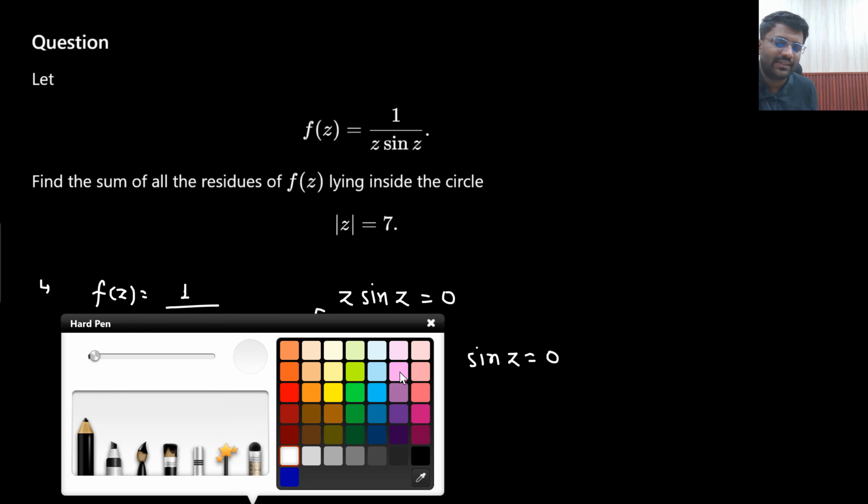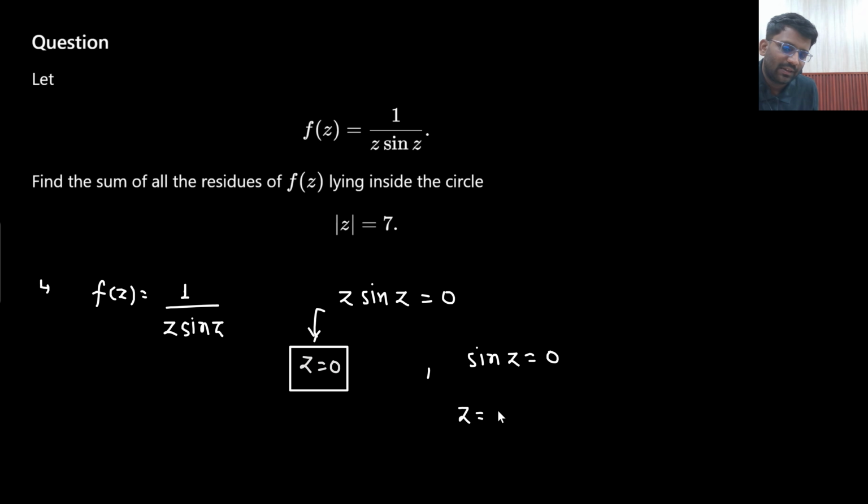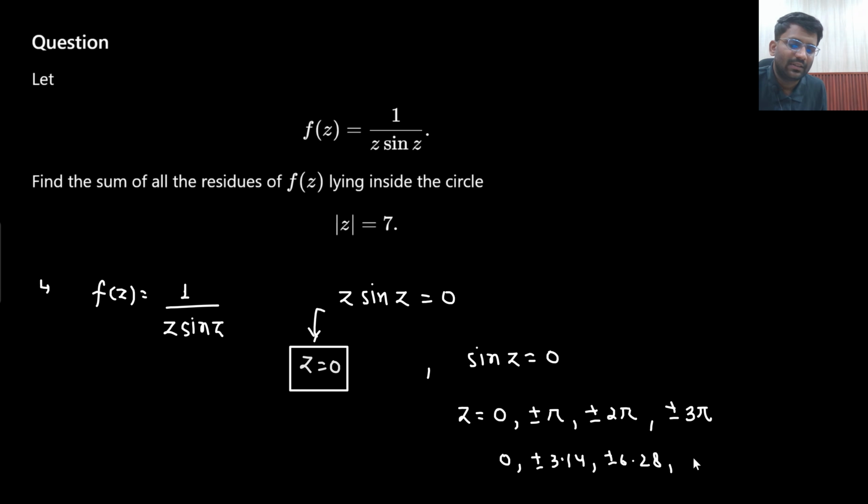And sin z equals to 0. What does that mean? That means z equals to 0, plus minus pi, plus minus 2 pi. And plus minus 3 pi will also come, but that will not be included because this is 0, this is plus minus 3.14, and this is plus minus 6.28, and this will be 9 point whatever it is. It will not be included, right? Rest all the parts will not be included. So 5 points will be included.